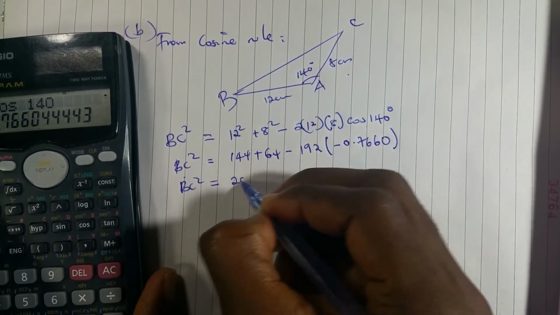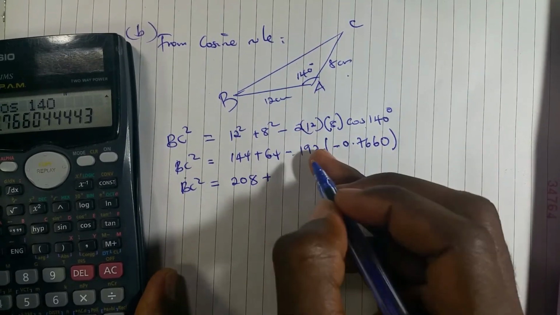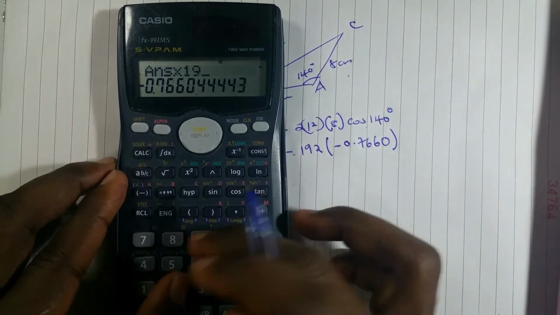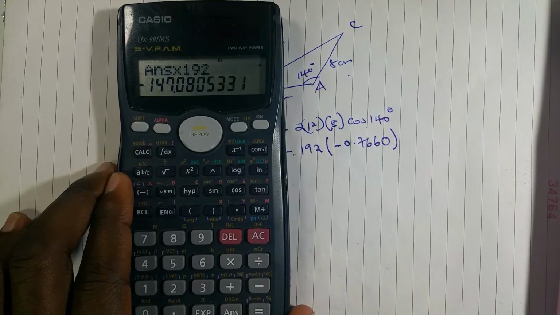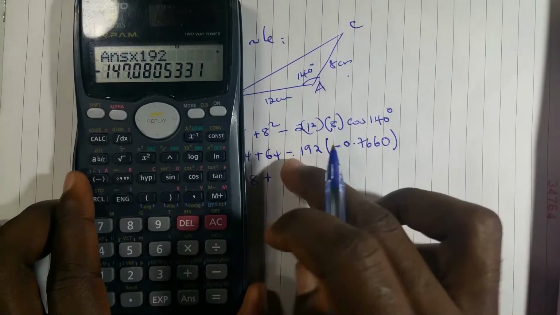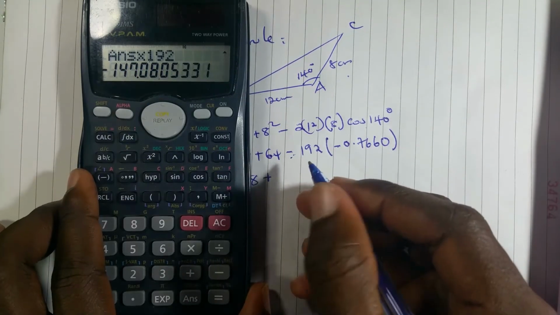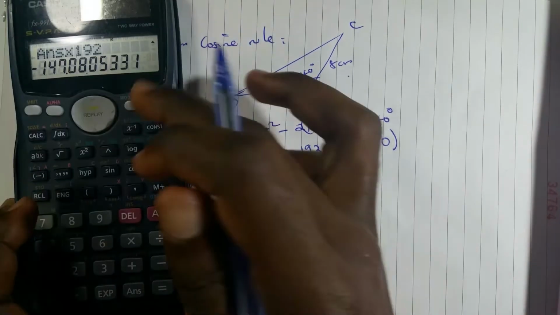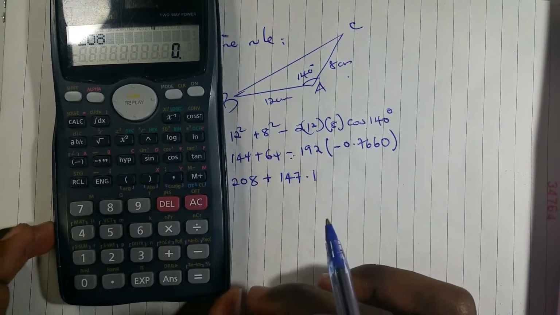When you multiply that, BC squared will be given by 208 still, then plus, because this negative will multiply that and becomes a plus, 192 times that. We already have 192 times it there, we just add on. So it's going to be 147. Remember the negative we didn't put in the first one, so it's going to be positive. We already considered that. So it's 147 to 1 decimal place. Let's put 147.1.